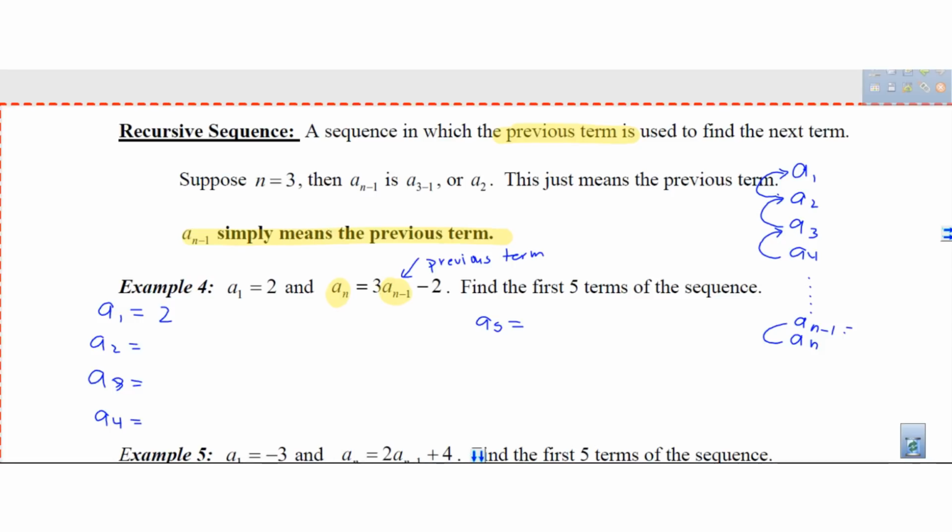So A sub 2 means 3 multiplied by the previous term, which is a 2, subtract 2. 3 times 2 is 6. 6 minus 2 is 4. Let's do it again. 3 multiplied by the previous term, which is 4, subtract 2. That's 12 minus 2, which is 10. Do the next one. 3 multiplied by the previous term, which is 10, minus 2. That's 30 minus 2, which is 28. And the last one is 3 multiplied by the previous term, which is 28, subtract 2. So I'm going to go 3 times 28, subtract 2, and it's 82.